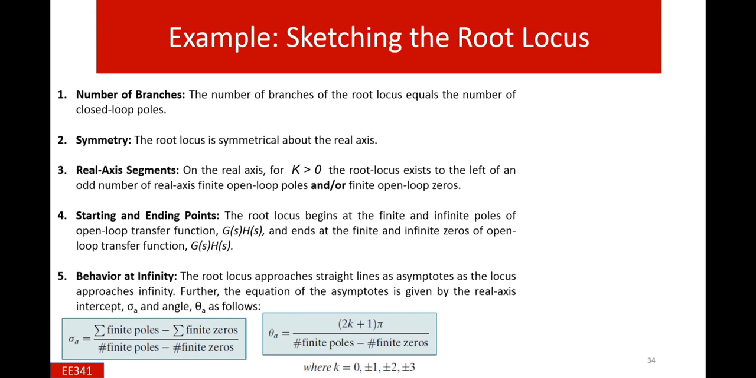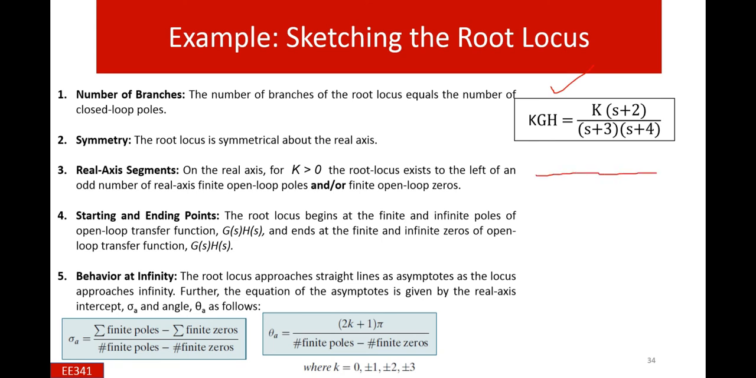Okay, keeping these statements as the rules, draw the root locus for this open loop transfer function. It is K G(s) H(s), and the open loop transfer function is given by this one. First of all, we have to plot in a complex plane. The zero is at -2, another pole is at -3, and another pole is at -4. First of all, we place these.